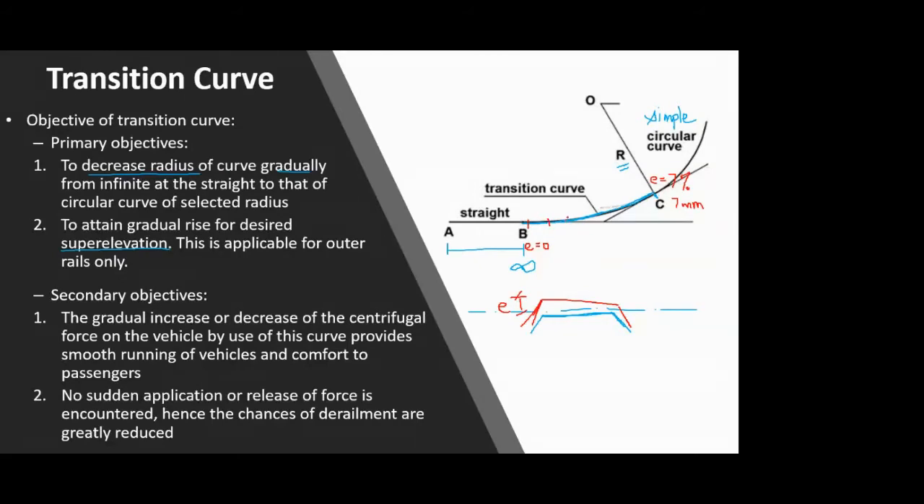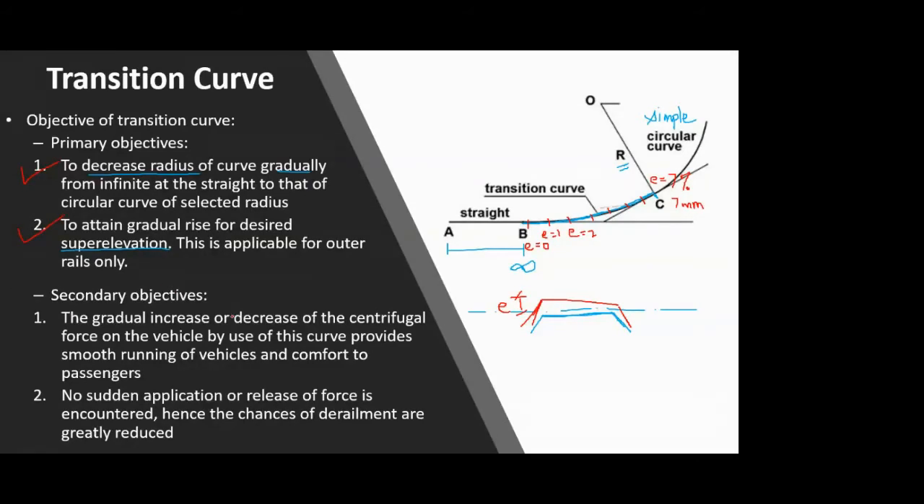So if I just mark some points here, your E value will change from 0 to 7%. Like here E will be 1, here E might be 2, 3, 4, 5, 6, and so on. It will go on changing. Okay. So these two are the primary objectives of your transition curve.